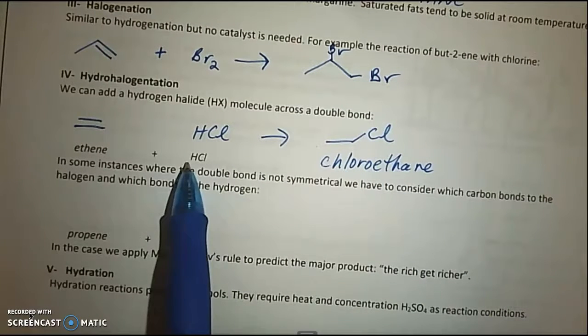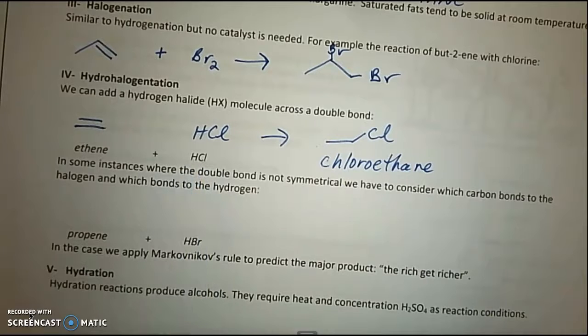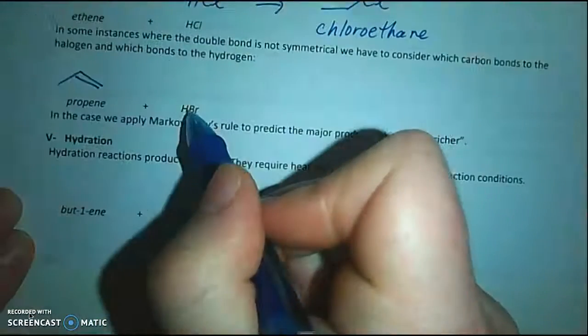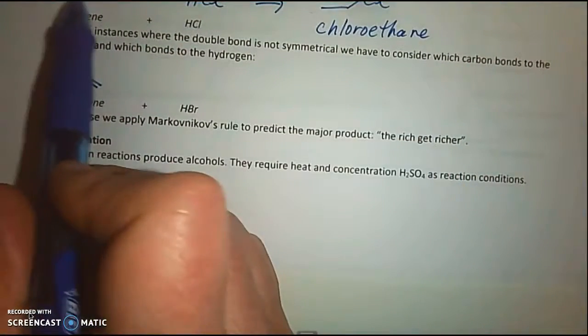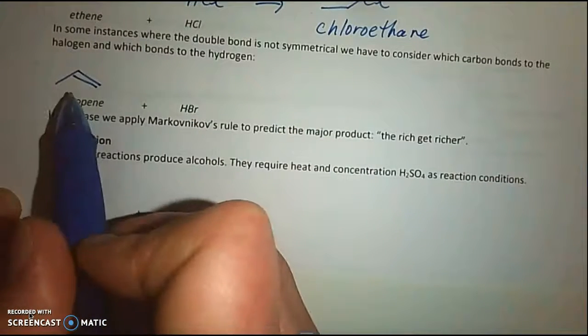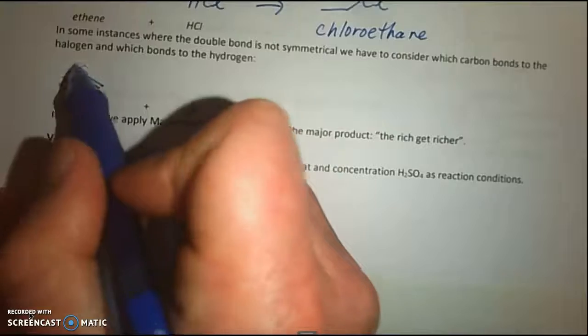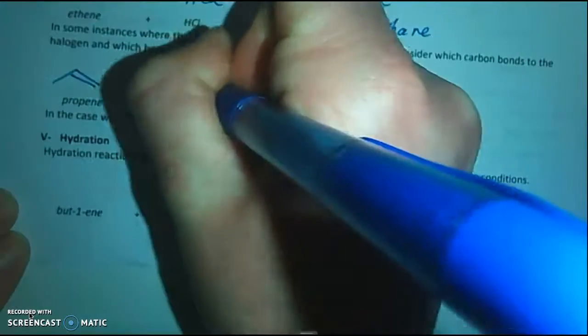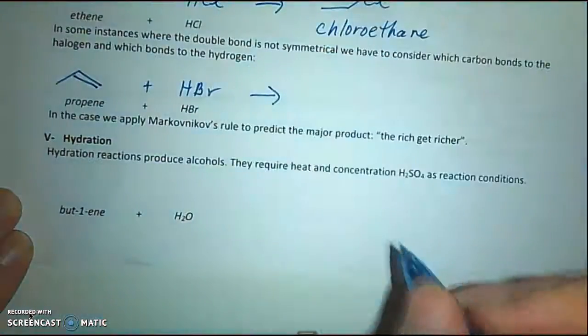Now, when we're looking at an asymmetrical molecule that we're adding, we sometimes have to consider the different isomers that can form. Okay, so in this case here, I've got propene, and I'm going to add HBr. Now, ethene was a perfectly symmetrical molecule, so I didn't really have to worry about this. But with propene, it's not so symmetrical. The carbon in the middle has a different number of hydrogens than the carbon on the end. So when I add HBr, I actually have two possibilities.